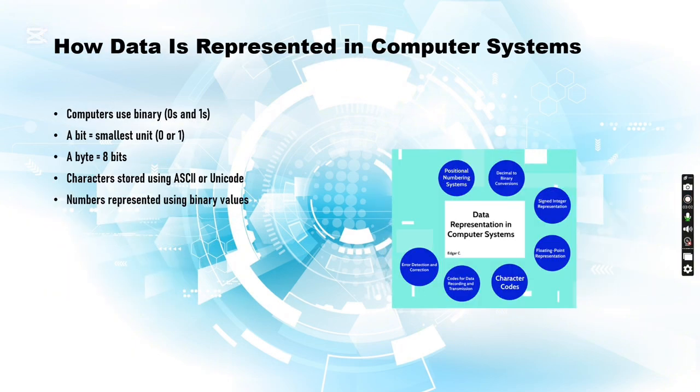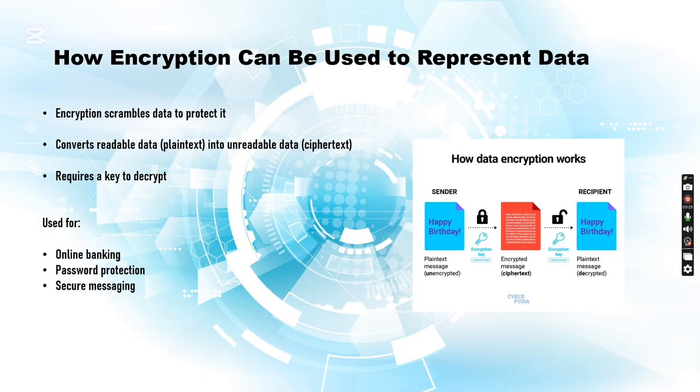How data is represented in computer systems. Computers use binary, 0 and 1. A bit is the smallest unit, 0 or 1. A byte is 8 bits. Characters are stored using ASCII or Unicode. Numbers are represented using binary values.